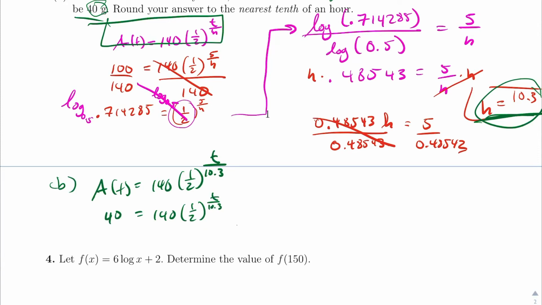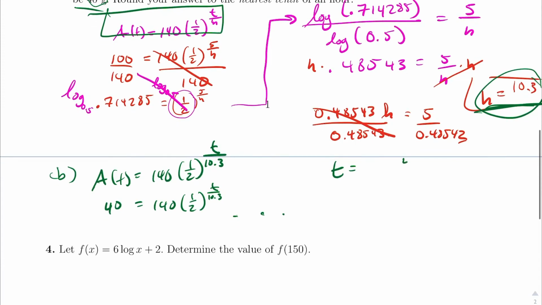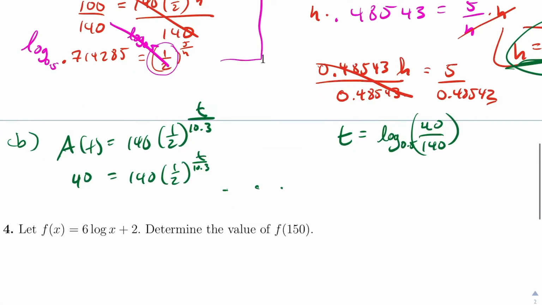So if you go through all the algebra, I'm going to skip those steps because I think you guys can see them. t is equal to, you'll do 40 divided by 140. You'll take the log base 0.5 of that whole thing, and then that will cancel out this 1/2.